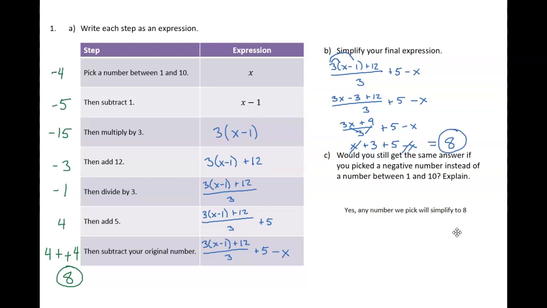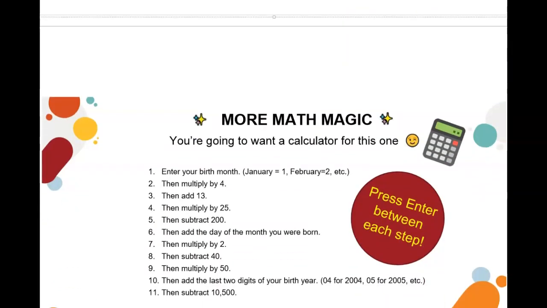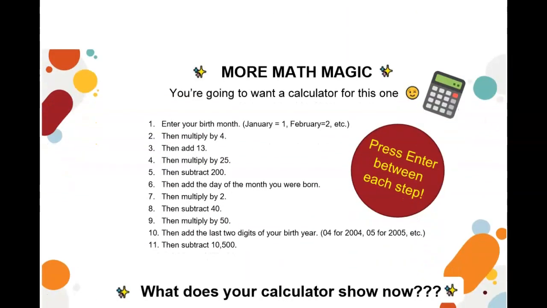So now we're going to take a look at a more complicated one, and you will definitely want a calculator for this one. So once again, you can use Desmos, you can use a handheld calculator. Okay. And the key thing here when you're using a calculator is that you need to press enter between each step. So our first step is I'm going to enter my birth month into my calculator. So I was born in November, that's month 11. January is 1, February is 2, and so on. So enter your birth month, press enter.